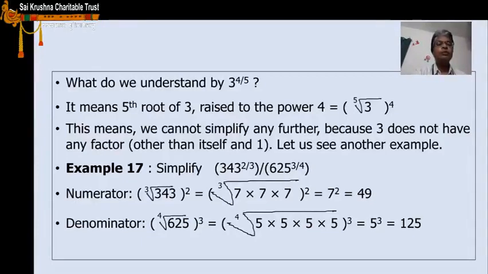In the numerator, the cube root of three 7s: when I take one 7, the cube root goes off. Then it is within the bracket 7, whole square, 7 square. Similarly in the denominator, the fourth root of four 5s: when I take one 5, the fourth root sign goes off. So it becomes 5 cube, equal to 125. So the answer is 49 by 125. This is how we can do further simplification in the case of numbers. We will not leave it as 7 square by 5 cube, because we are doing further simplification.